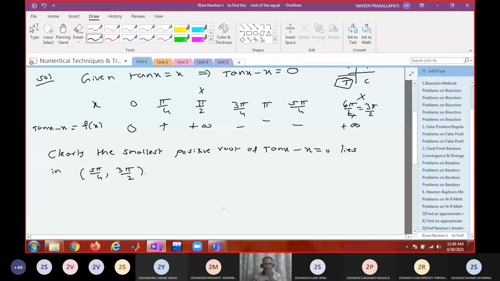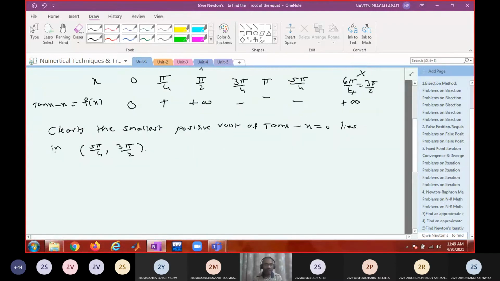So let us start with the midpoint of this interval. What is the midpoint of 5 pi by 4 and 3 pi by 2? You tell me in terms of a real number. Use your calculator, or you may take some approximate value, taking pi equal to 22 by 7 and doing the calculations. One decimal value is sufficient.